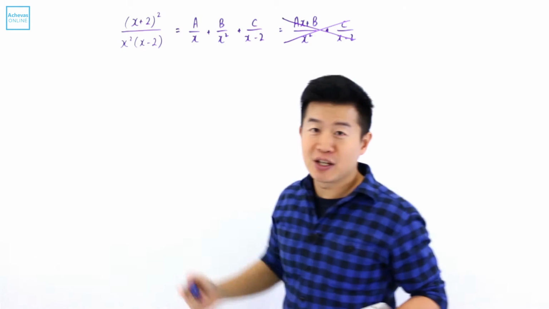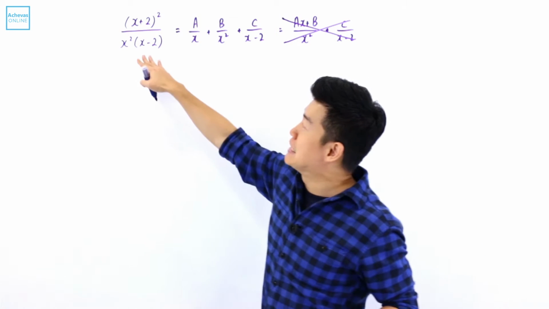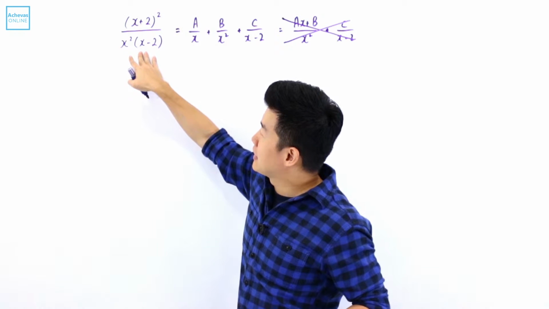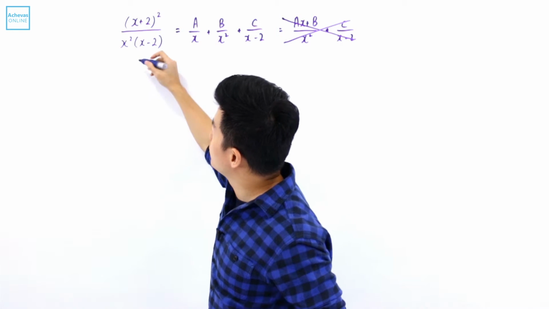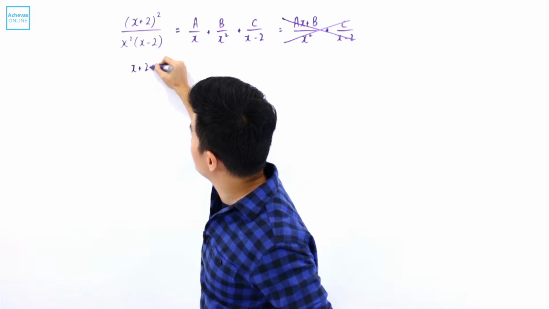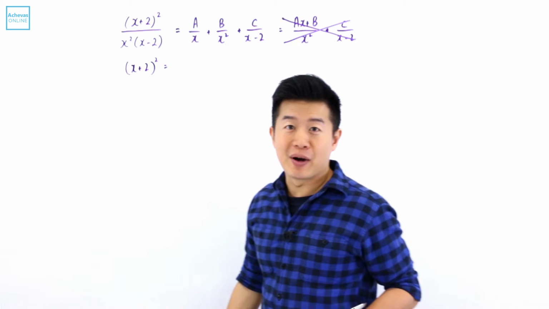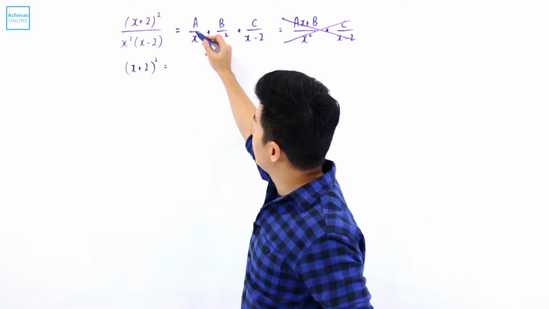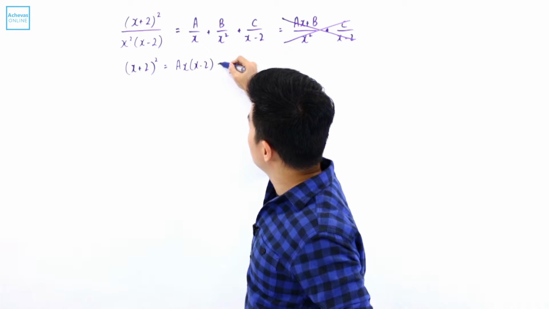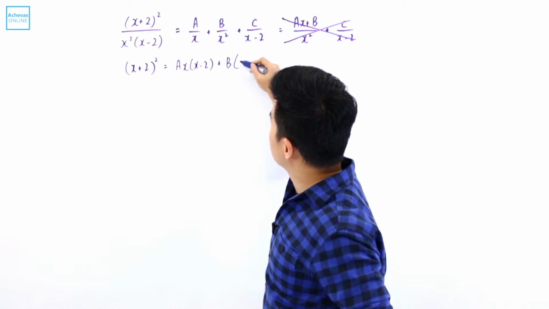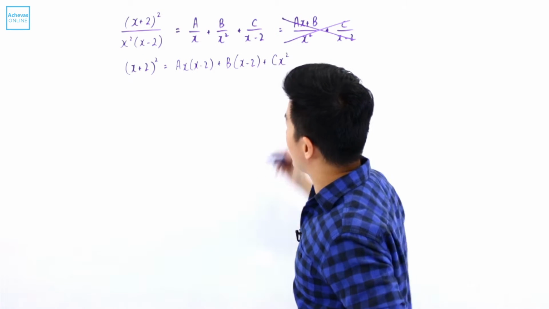For the expression that we have chosen, let's multiply both the left and right hand side by the denominator of the left hand side. So I'm going to multiply by x squared times x minus 2. The left side is going to be x plus 2 squared. And on the right, if I multiply throughout by x squared times x minus 2, this will become ax times x minus 2, this will be b multiplied by x minus 2, and this is going to be cx squared.